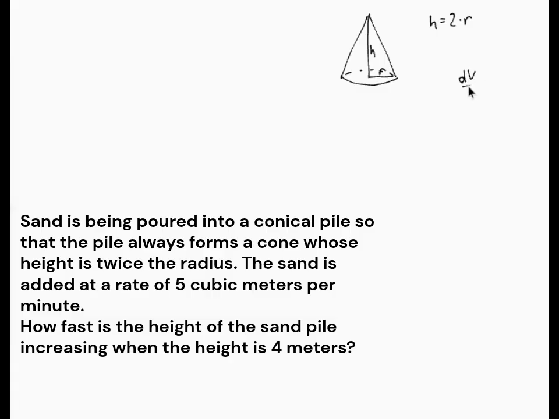The volume of the cone is increasing at a rate of 5 cubic meters per minute, so that means dV over dt equals 5. We need to find the rate of change of the height with respect to time, so that's dh over dt. And we need dh over dt specifically when the height is 4.